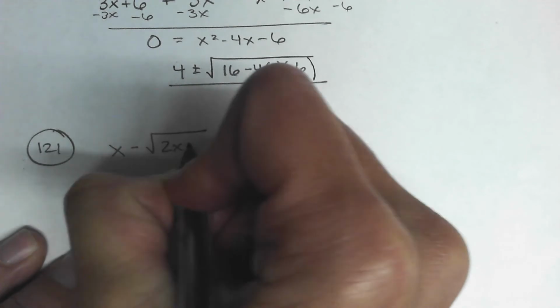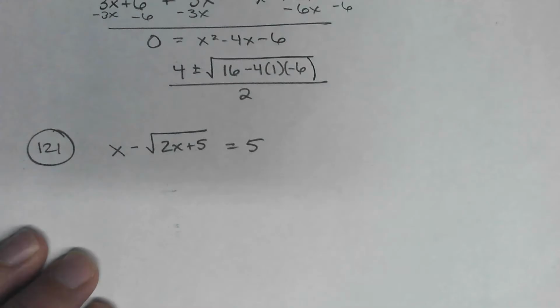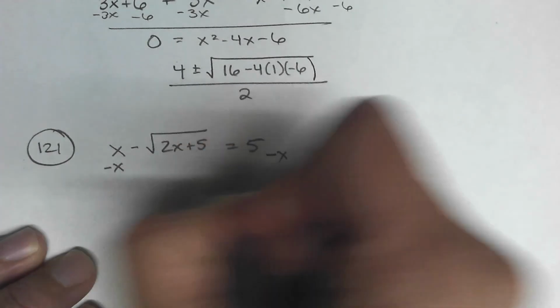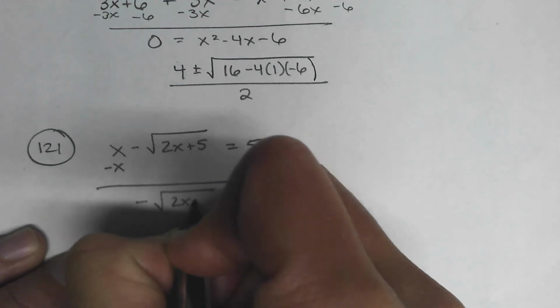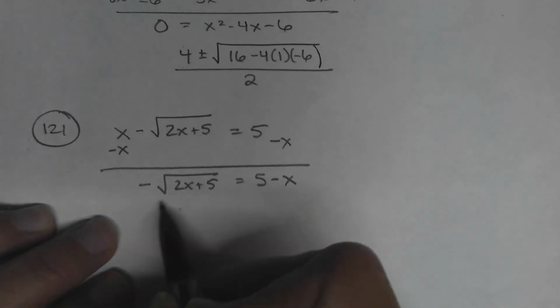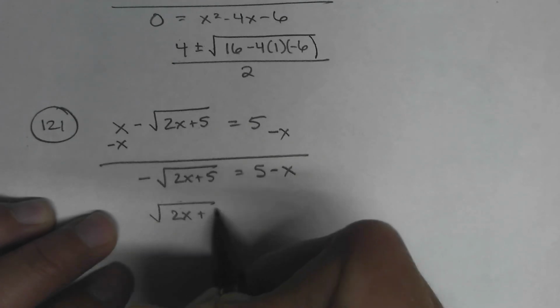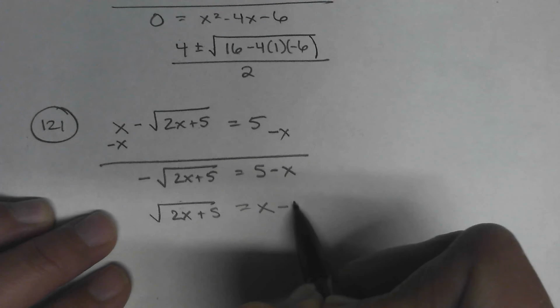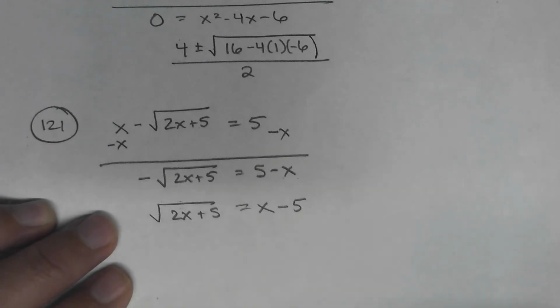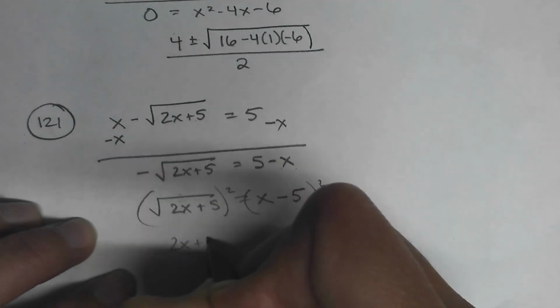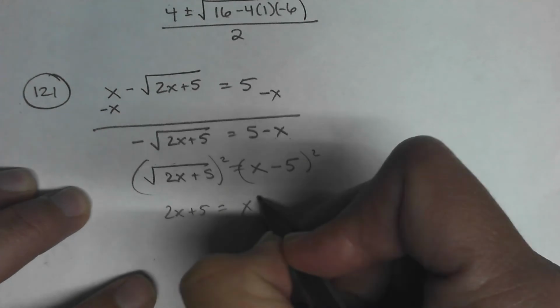121: x minus the square root of 2x plus 5 equals 5. Isolate the radical, so I'm going to subtract my x over. Now, having the negative on the radical, I'm just going to divide both sides by negative 1 to get rid of that. That's really just flipping the order of this. Really negative 5 plus x, but same thing. And now square both sides. The faster you can square over here, the better off you are.